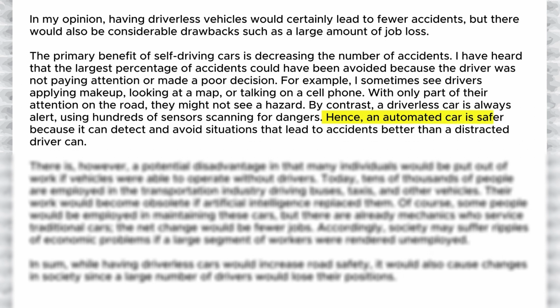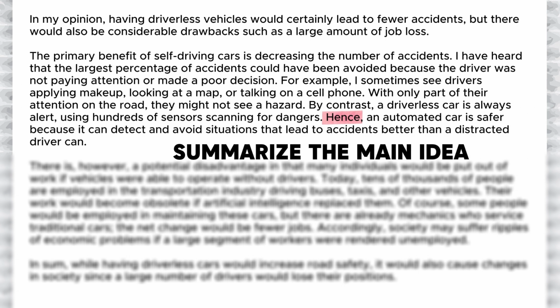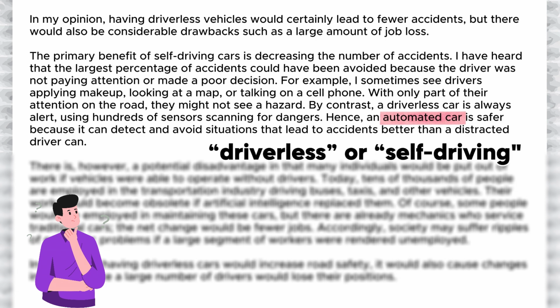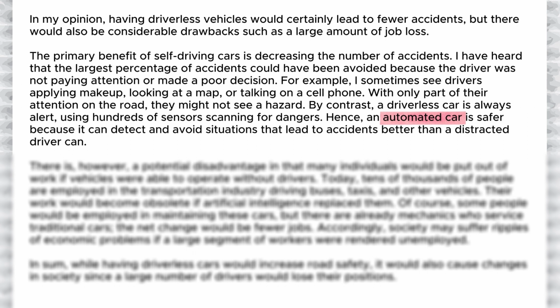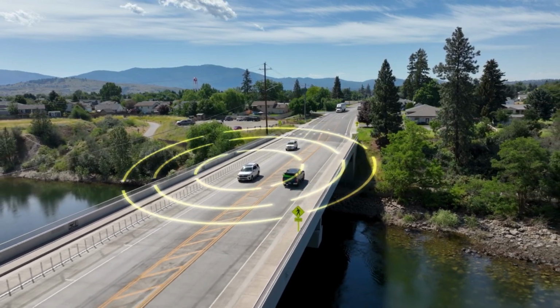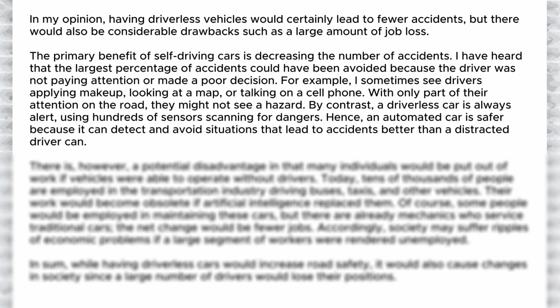Hence, an automated car is safer because it can detect and avoid situations that lead to accidents better than a distracted driver can. "Hence" shows that this sentence is the conclusion of the paragraph. I just summarized the main idea. Do you notice that I used "automated car" rather than "driverless" or "self-driving"? I'm still paraphrasing. I want to show off my vocabulary and boost my score. I used "better than a distracted driver" to hedge a bit. I'm showing that the car is better in the situations I just talked about, but not necessarily in all situations. This sentence shows that the car is better. That's an advantage. I need to talk about both advantages and disadvantages, so I make a separate paragraph for each.